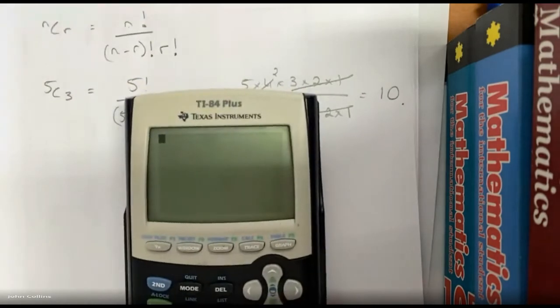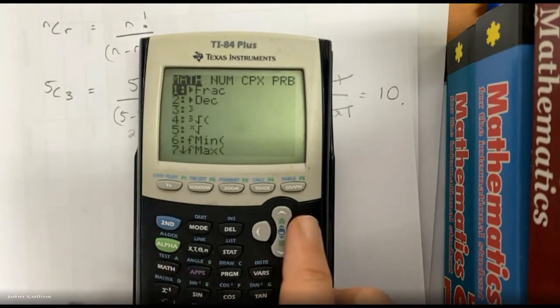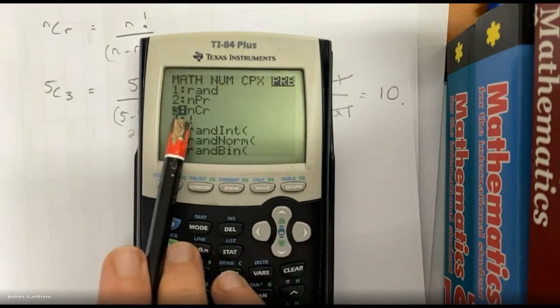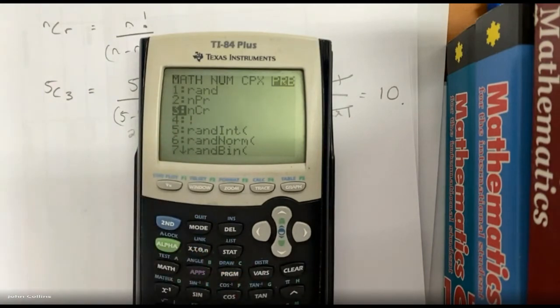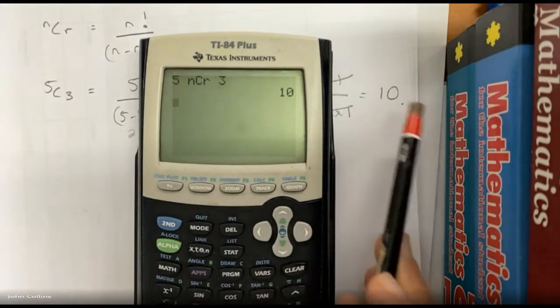So if you want to do it on a calculator, you will press 5 because it's going to be 5 nCr 3, and then the application. So go to math, go over here to probability, and it's the third one down. Press enter, 3. So 5 nCr 3. It's this. And you get 10 as well, which is the same as we got over here.